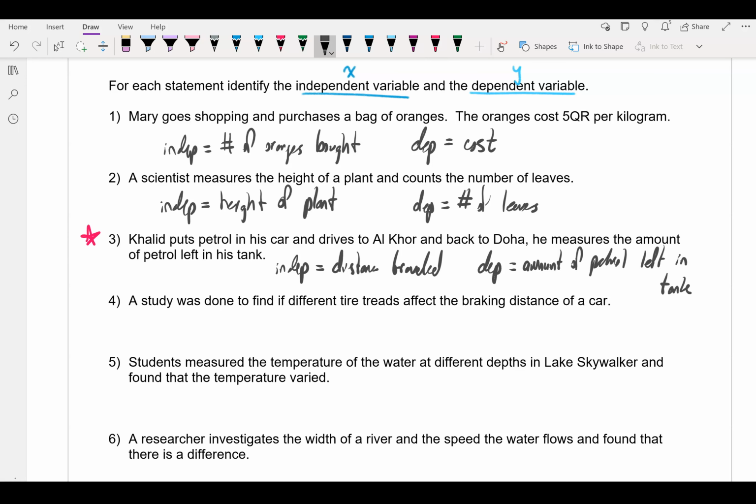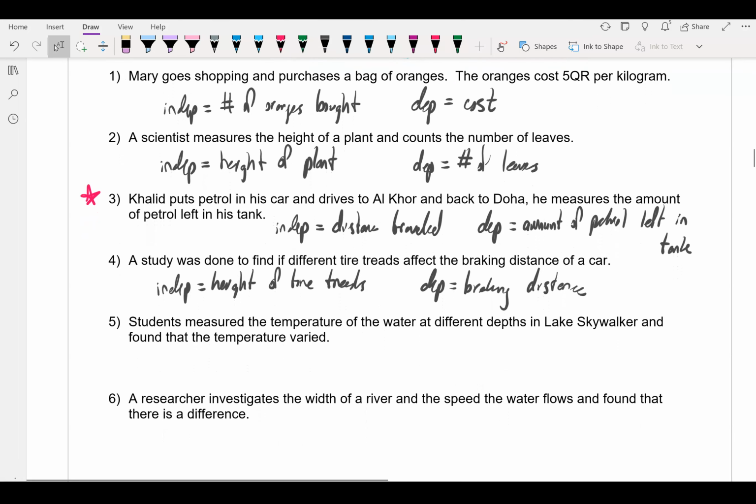So, in question 4, a study was done to find if different tire treads affect the braking distance of a car. So in this case, you've got your different treads. Your independent in this case would be your height of tread, I guess. Height of tire treads. And your dependent would be your braking distance. So the better the tread on the car, or the higher it is, the faster you're going to be able to brake. We're not going to get into whether or not it's positive or negative right now. We're just going to label the variables. And for sure, the braking distance depends on the type of tires that you have.